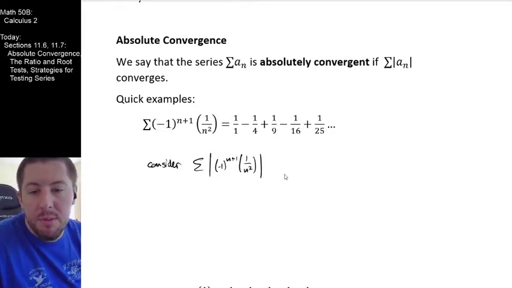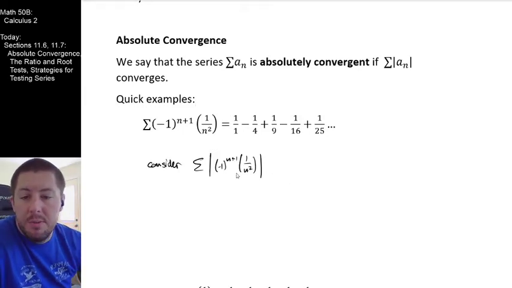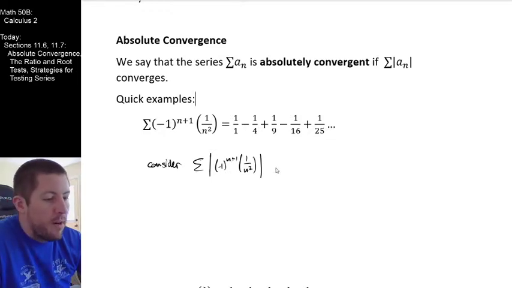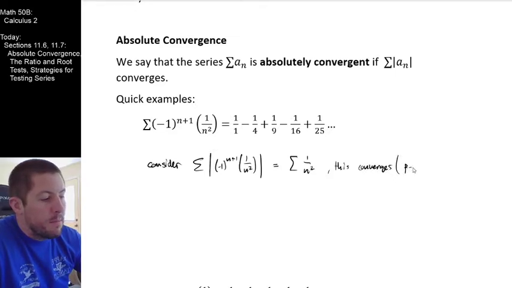So when I take the absolute value of this, what you should notice is that the absolute value just says discard all the negatives. Well, all the negative components are coming from the (-1)^(n+1). So this would be just equal to the series of 1 over n squared. And we know this converges. How do I know it converges? It's a p-series with p equal to 2, and that is greater than 1, so therefore it converges.